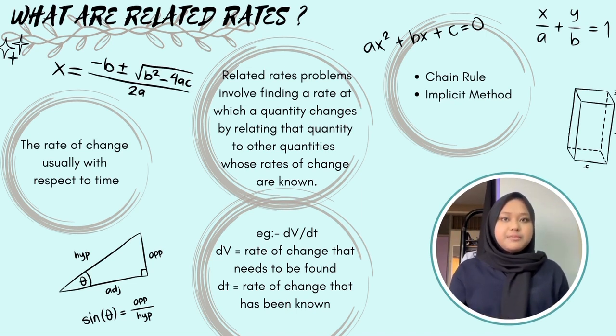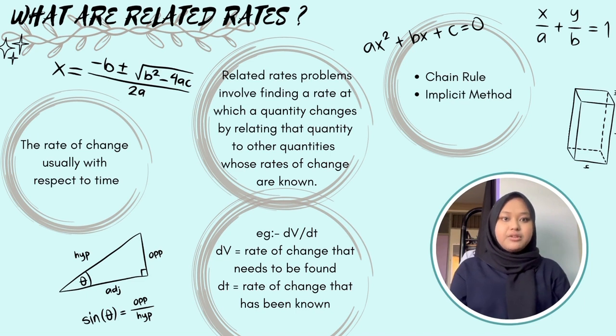Related rates problems involve finding a rate at which a quantity changes by relating that quantity to other quantities whose rates of change are known. For example, dV/dt. dV is a rate of change that needs to be found, while dt is a rate of change that has been known. The methods that can be used to solve the problems are the chain rule and the implicit method.